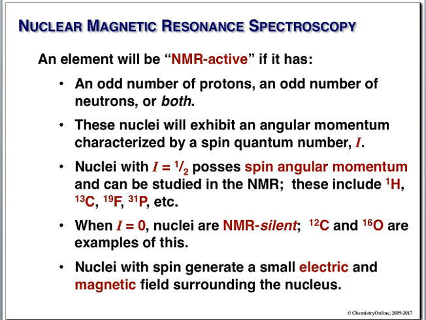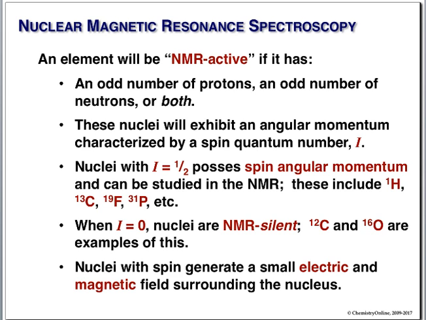Now, spin of 1/2 includes hydrogen, carbon-13, fluorine-19, P-31. Those are all very useful things. A spin of 0: carbon-12, oxygen-16, etc. So common carbon and common oxygen really aren't going to show up in the NMR, but proton and carbon-13, those are the ones we're going to deal with, will.